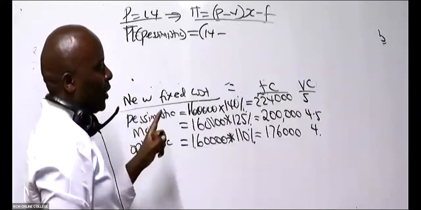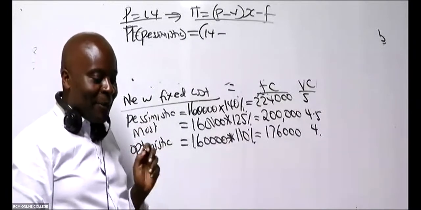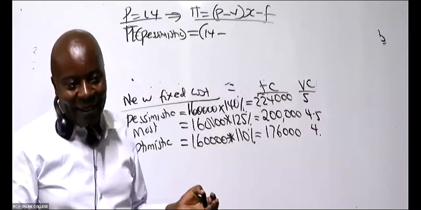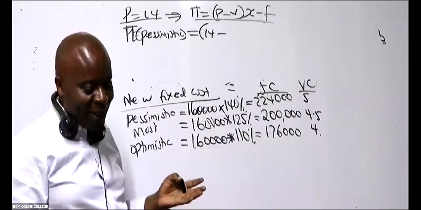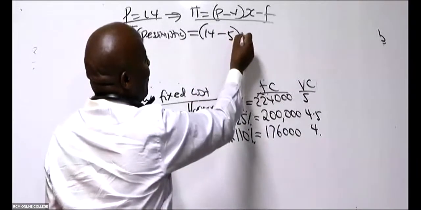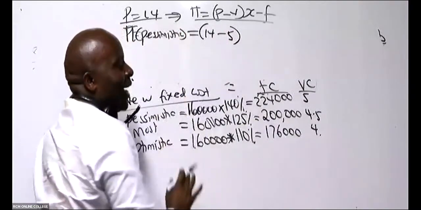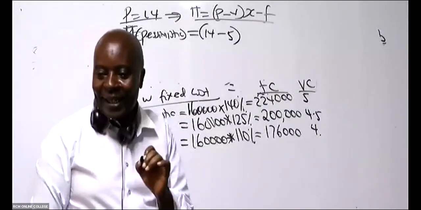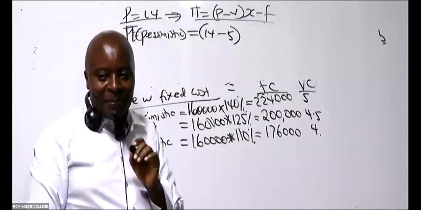Pessimism. Are you able to see the variable cost under pessimism? Pessimism, what is the variable cost? 5. Under pessimism, at the price of 14, are you able to see the quantity? Price of 14, are you able to see the quantity?